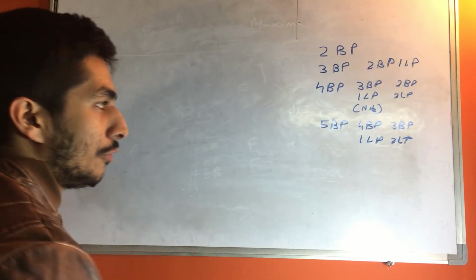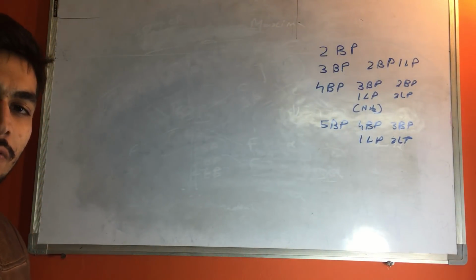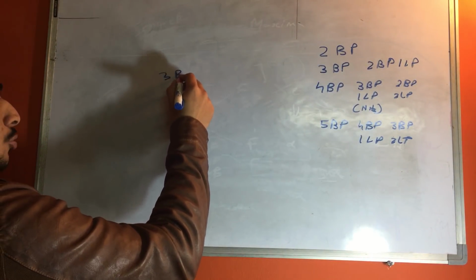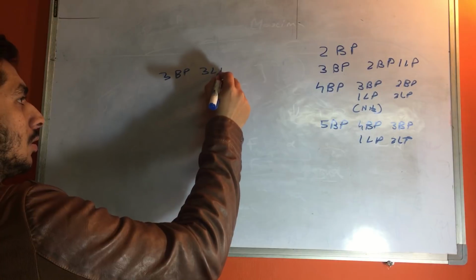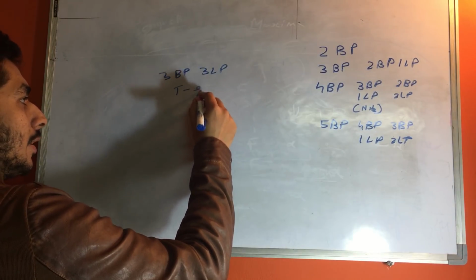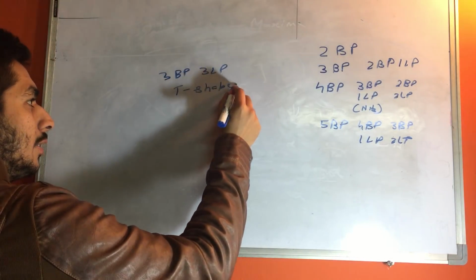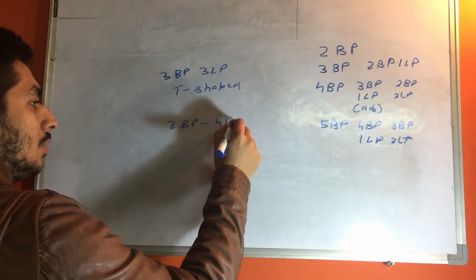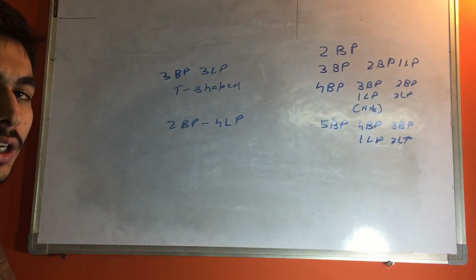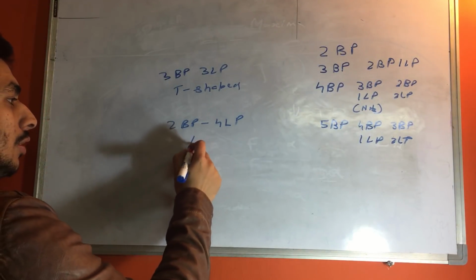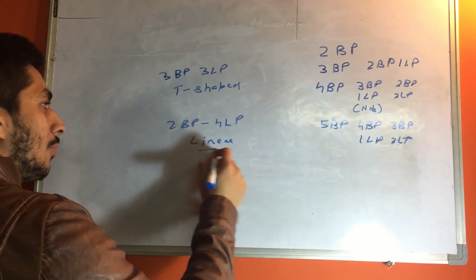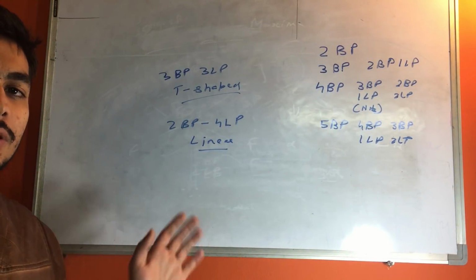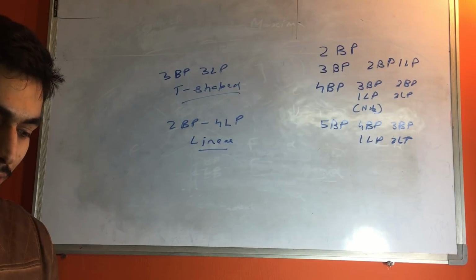Right, so we discussed 4 bond pairs and 2 lone pairs. Similarly, we have 3 bond pairs and 3 lone pairs. That is also octahedral geometry, but it is called T-shaped. And then we have 2 bond pairs and 4 lone pairs. Again, the geometry is octahedral and the shape is called linear. So these are some of the other compounds that have this kind of shape. You can take some examples.